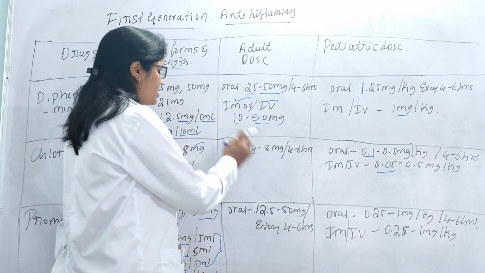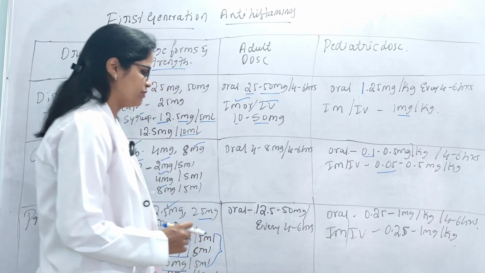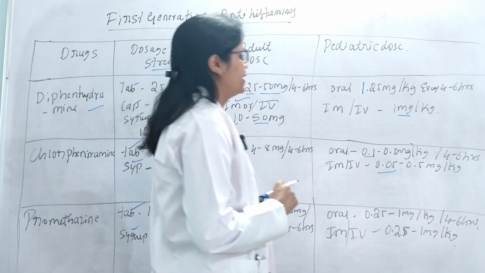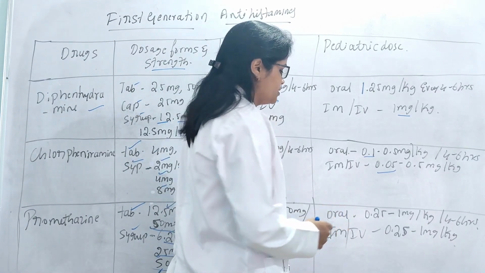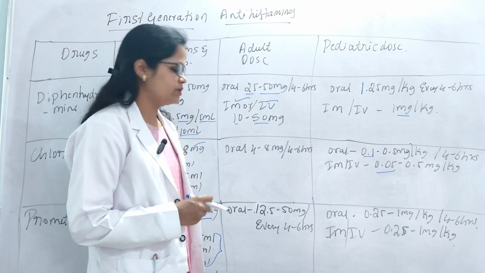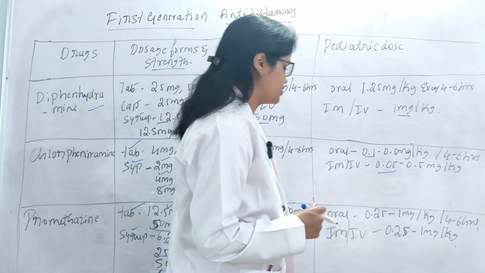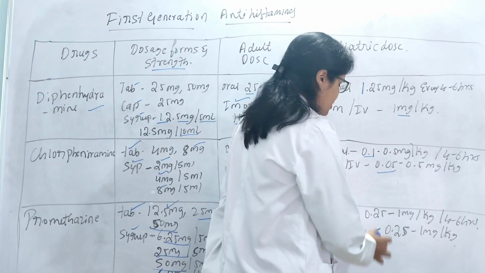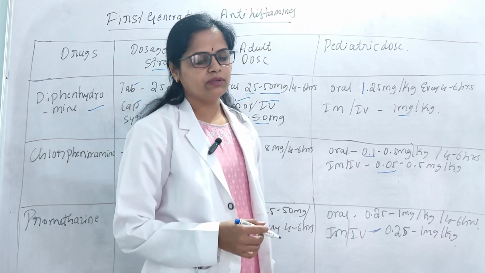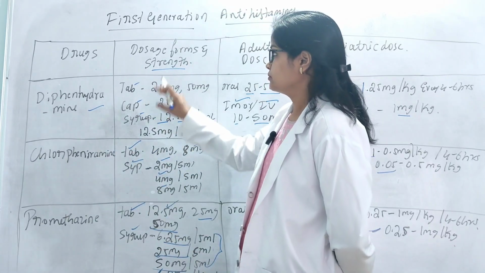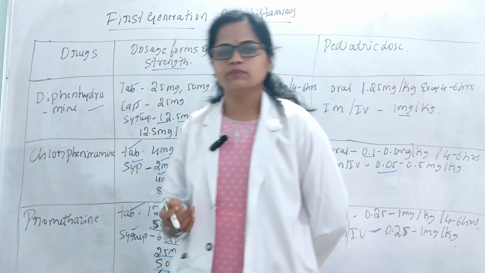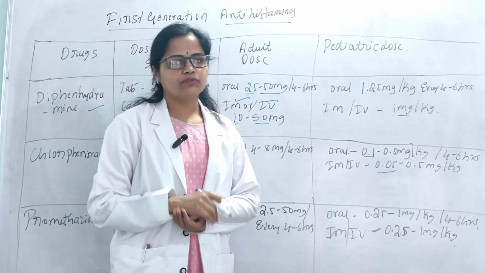And next the dose for the adult is oral, it is administered 12.5 mg to 50 mg every 4 to 6 hours. And the pediatric dose, oral, is 0.25 to 1 mg per kg body weight in the duration of 4 to 6 hours. And IM or IV injections, it is available 0.25 to 1 mg per kg body weight.